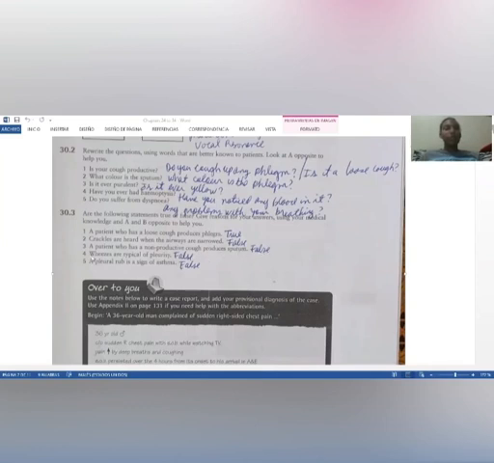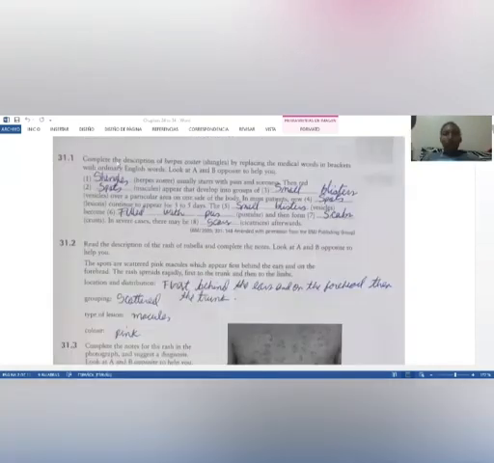False. Number four, wheezes are typical of pleurisy. False. Number five, a pleural rub is a sign of asthma. False. Complete the description of herpes zoster, shingles, by replacing the medical words in the brackets with ordinary English words.